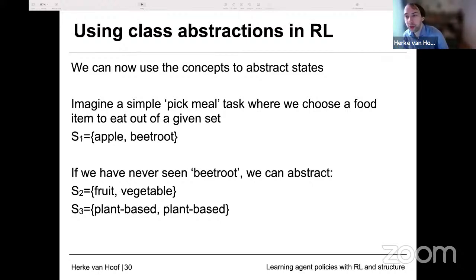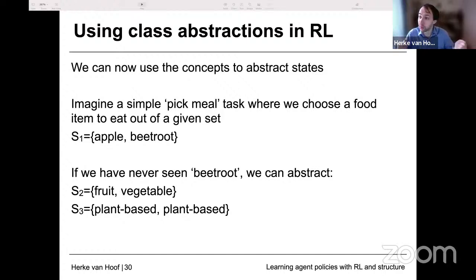Now we want to use these concept hierarchies to abstract away from the original states. I want to give an example task of just picking a meal. I give you a range of food items and you can pick whichever you find most attractive to eat. So I could say, do you want an apple or a beetroot? But maybe our agent has never seen a beetroot before, or maybe our agent has never seen an apple before. Then the agent presumably wouldn't know which one to choose.